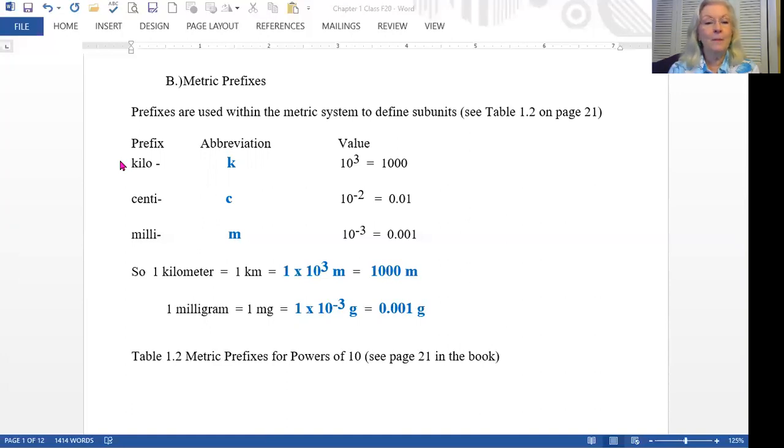So in other words, as an example, if you took a kilometer and dropped the k, you would have to add the multiplying factor of times 10 to the third. So 1 kilometer is the same as 1,000 meters. A milligram goes the other way. It's 10 to the minus 3. So 1 milligram is 0.001 grams.